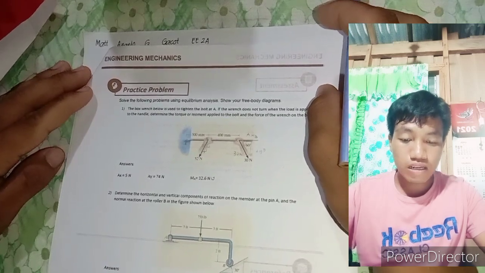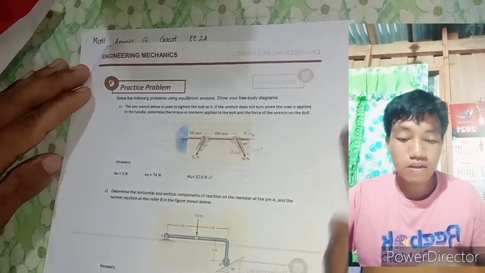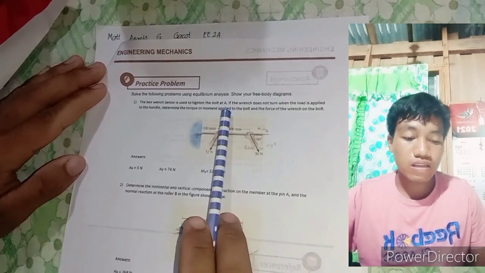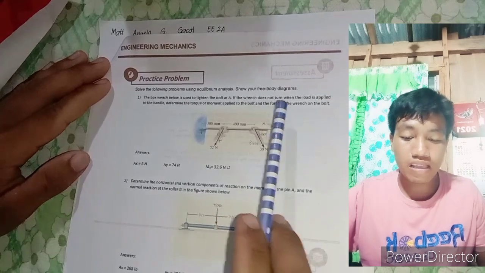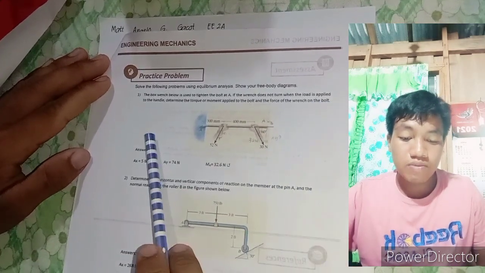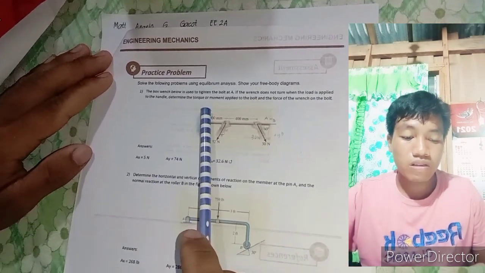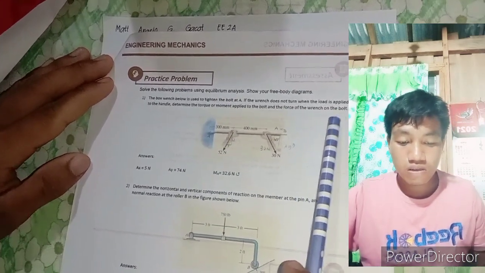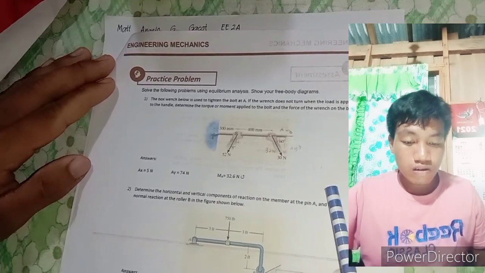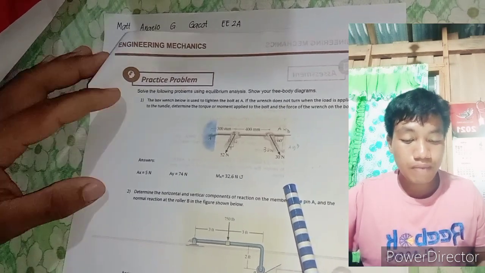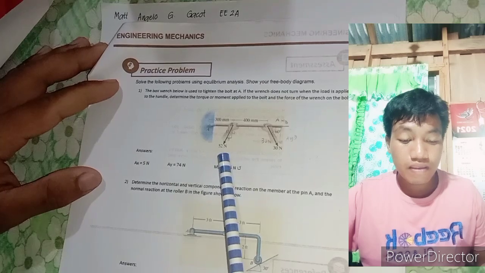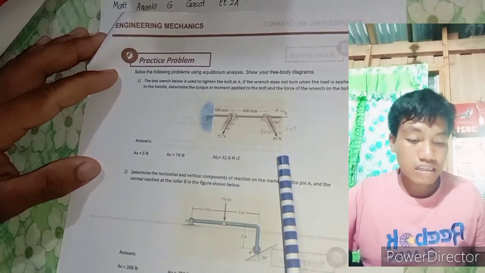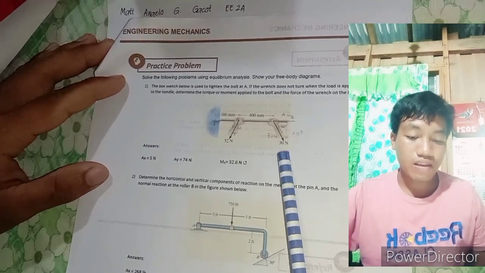Practice problem number 1. The box wrench below is used to tighten the bolt at A. If the wrench does not turn when the load is applied to the handle, determine the torque or moment applied to the bolt and the force of the wrench on the bolt. So, we are given a 52 Newton force, a slope, and a 30 Newton force at 60 degrees.